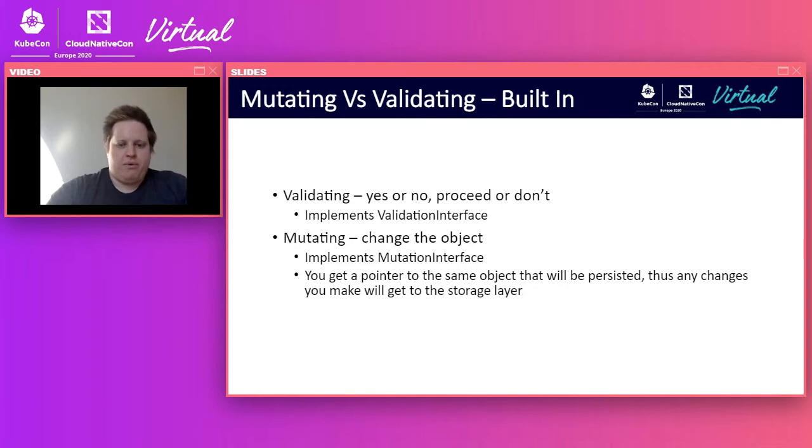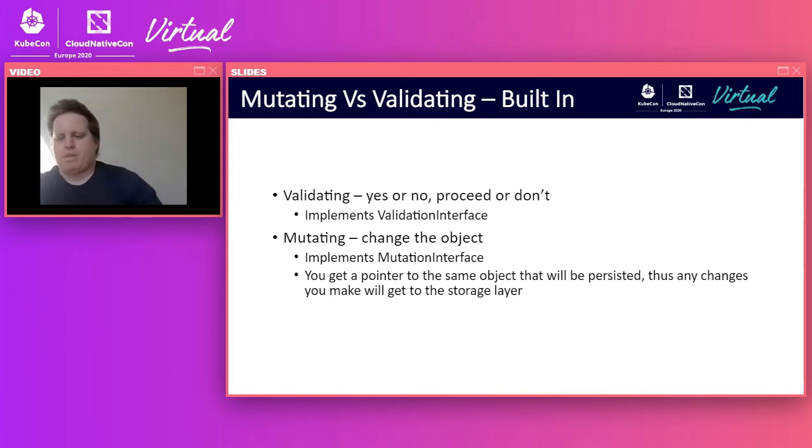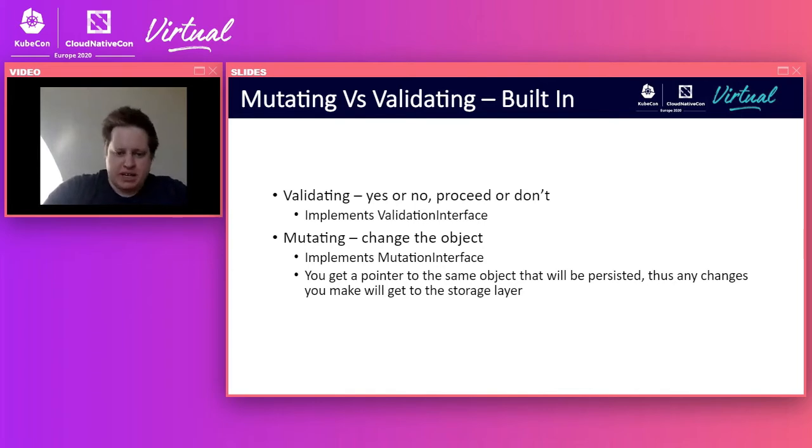So now, mutating versus validating built-in. Remember that the validating one simply says yes or no, proceed or don't, accept or reject. Again, it implements the validation interface, whereas the mutating one implements the mutation interface, and this allows access to change the object. And as I mentioned, you're going to get a pointer, and it's important that you modify that object directly, because that is what gets persisted by the storage layer, which is etcd.